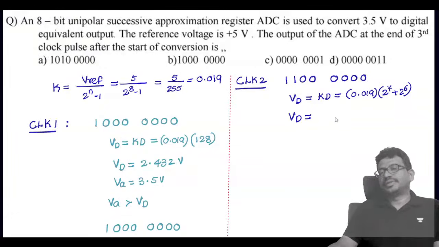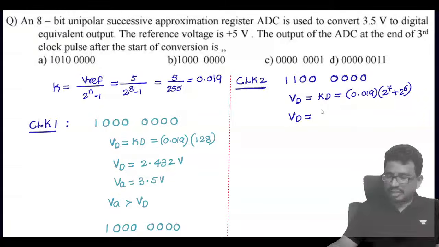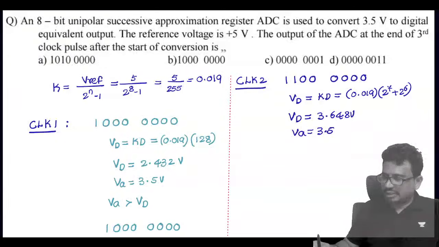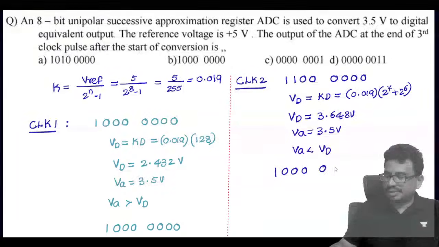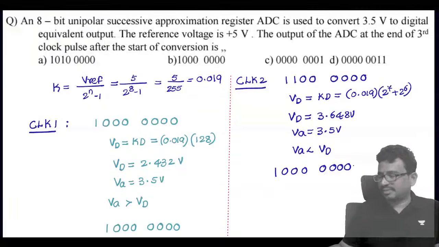That is 128 plus 64. So how much will come here? Multiply, this is 3.648. What is the VA value here? 3.5. So you see here the VA value is less than the VD value. So that means it will clear the bit. So that means 1 0 0 0 0 0 0 0 will come.